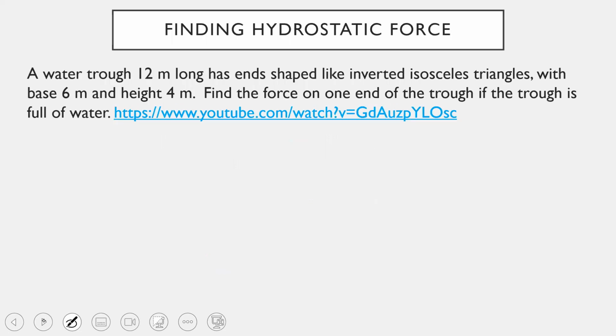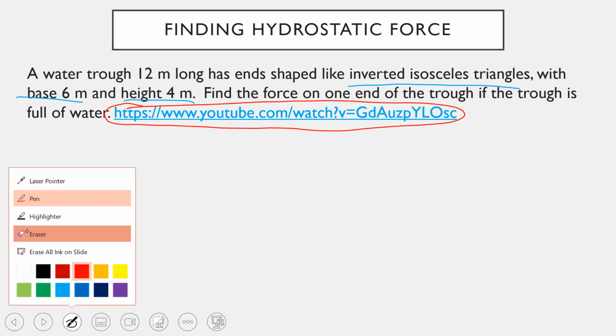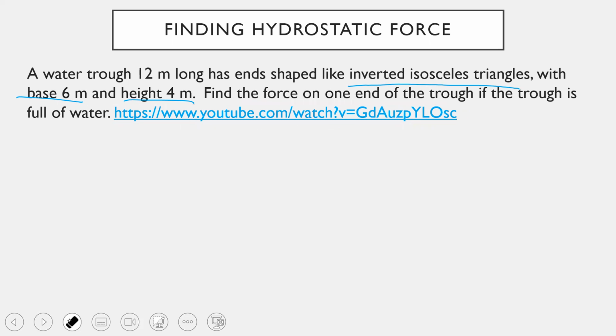Okay, so let's look at an example of this. So we've got another water trough. This time it's 12 meters long and has ends like inverted isosceles triangles, whose bases have length 6 and whose height is 4 meters. Now, I'm not going to show it here, but if you would like to, these slides are posted on WallMap, and you can follow the link to this video to see a little bit more about hydrostatic force or exactly what it looks like.